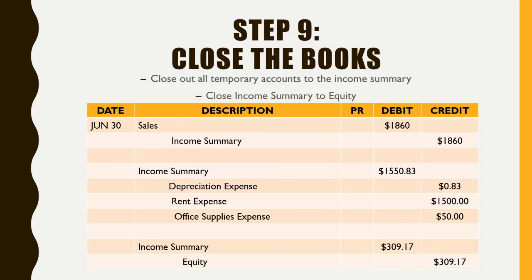All right. So here's an example of zeroing out my sales into income summary and then zeroing out my expenses into income summary. Once you've completed that, you're going to zero out your income summary to your equity.